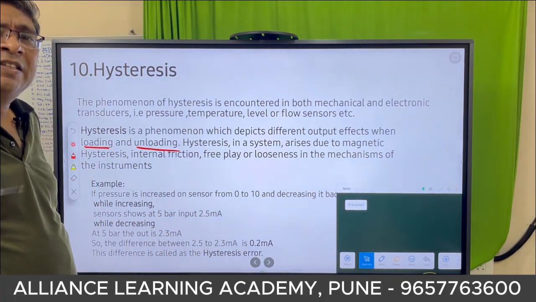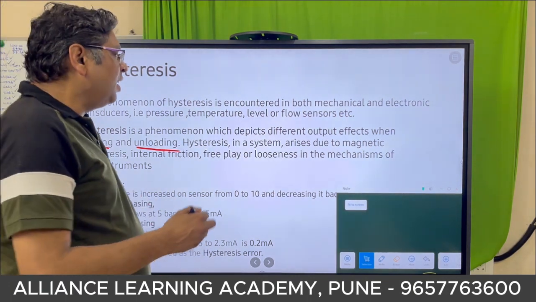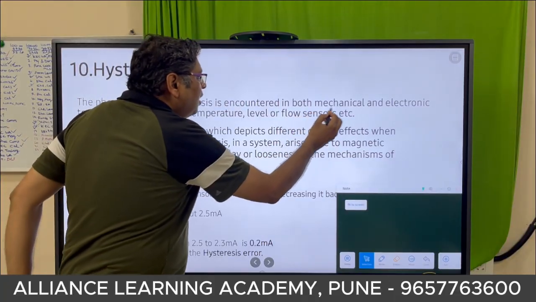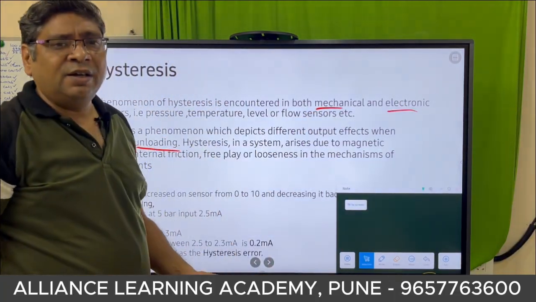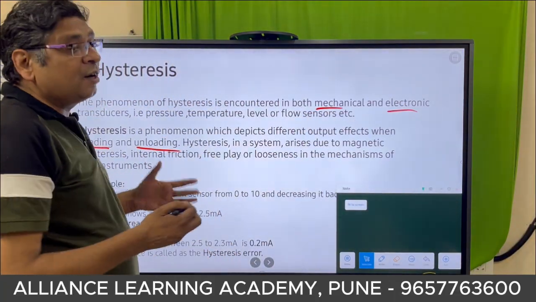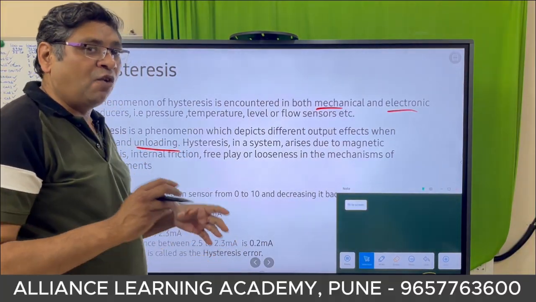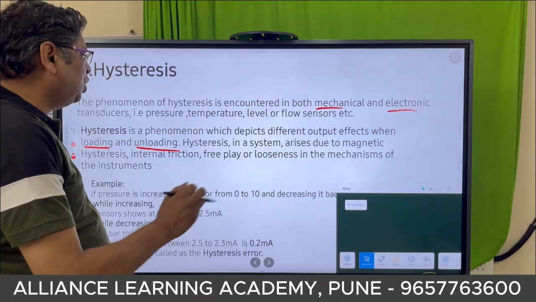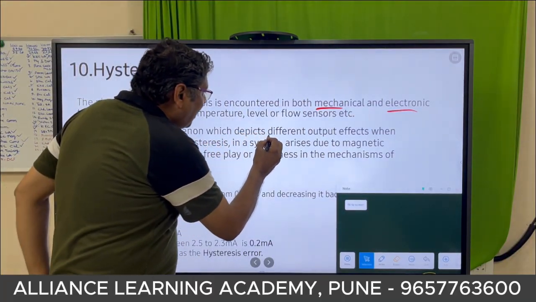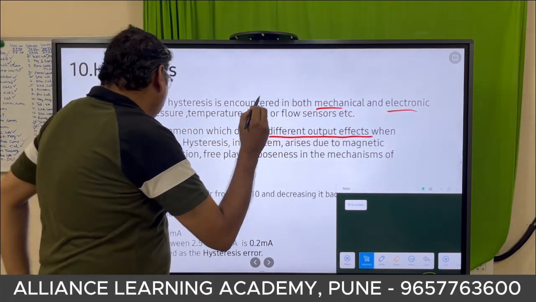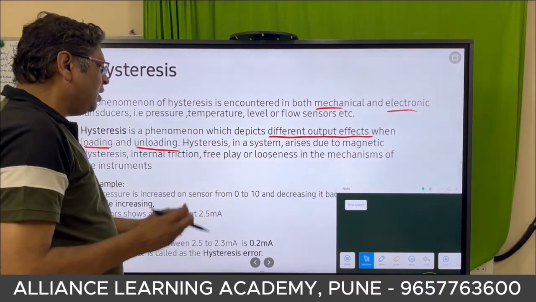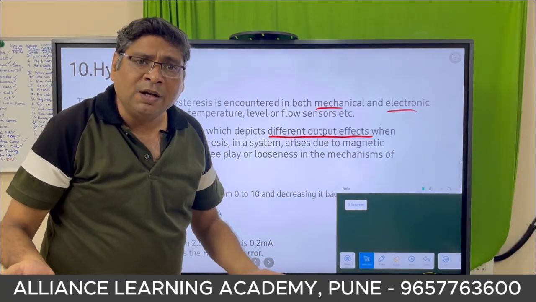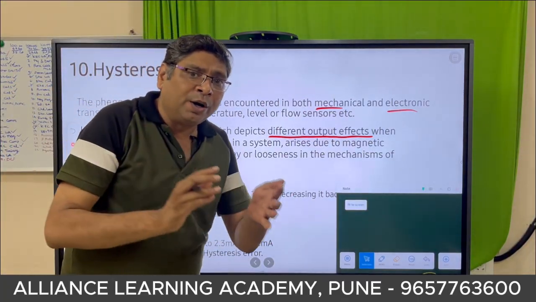Okay, and this hysteresis is available in both kinds of transducer, whether it is mechanical or electronic. Now we will understand what it means. What is the meaning of loading, what is the meaning of unloading, and then what is the meaning of hysteresis, and the most important thing is different output effect when we are giving the same input, means input is one and two outputs are coming when loading and unloading.